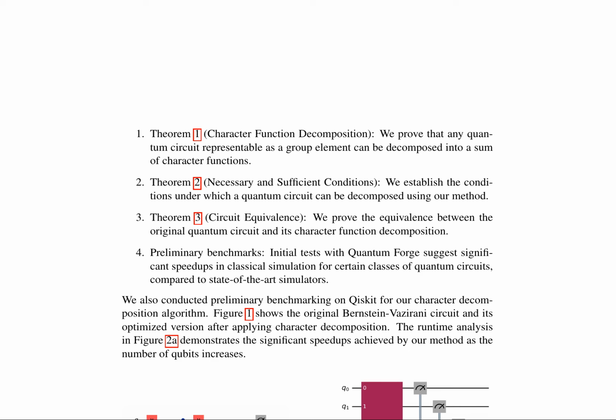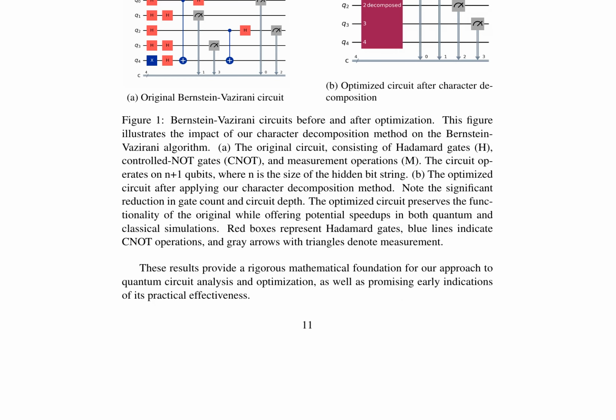Preliminary benchmarks are also presented, demonstrating the potential of the character decomposition method in classical simulation. Initial tests using Quantum Forge show significant speedups for certain classes of quantum circuits compared to state-of-the-art simulators. Furthermore, benchmarking on Qiskit reveals the efficacy of the character decomposition algorithm.